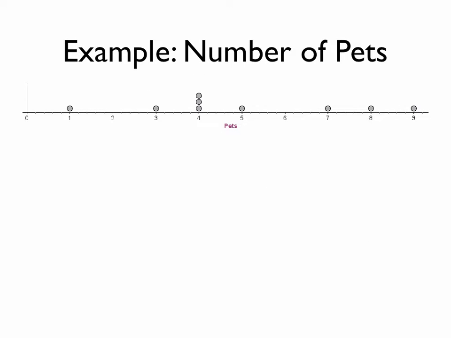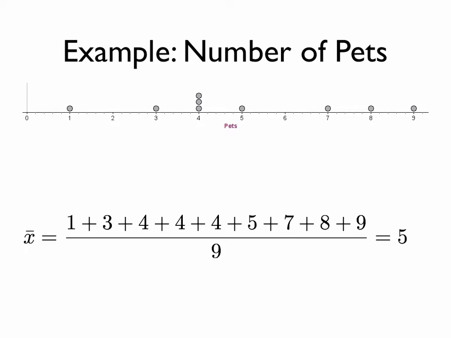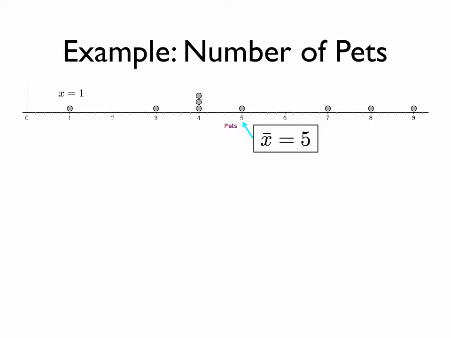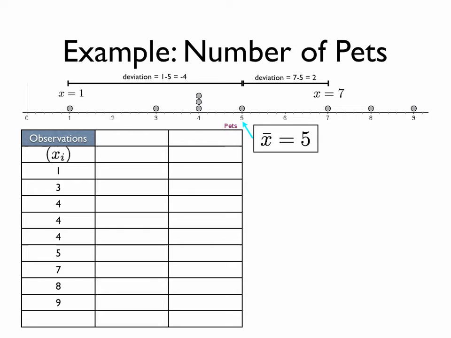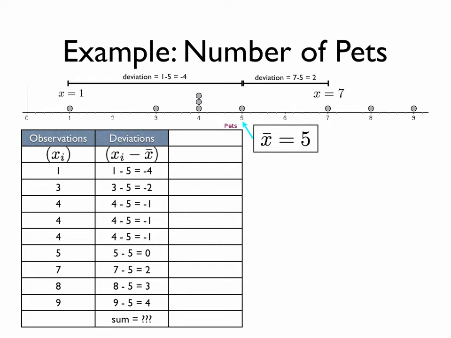Here I have a dot plot from a small sample of individuals, and they were asked, how many pets do you have? If I took the average of this set, I see that the average is 5 pets. So let's mark that on the dot plot. Now, each observation deviates from the mean a bit. So for example, if x equals 1, then the deviation is -4. We're 4 lower than the mean. Or let's take example x is 7. We're also deviating, but we're deviating less. We're deviating 2 above.